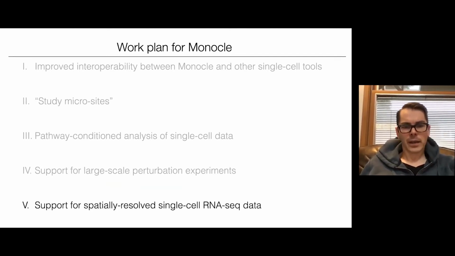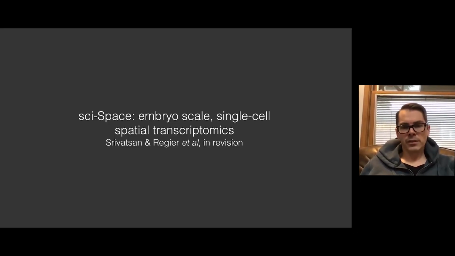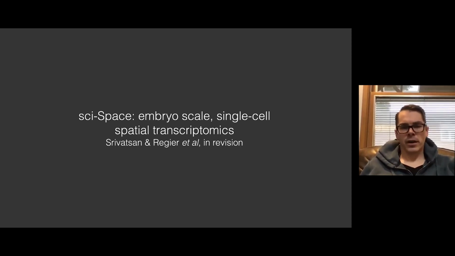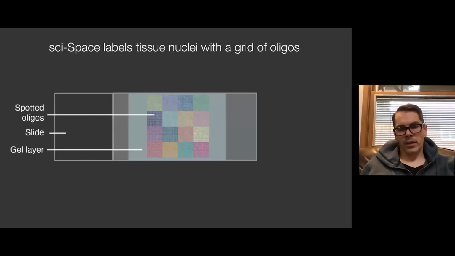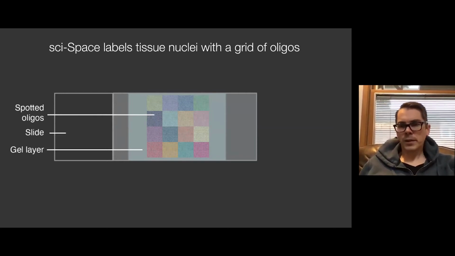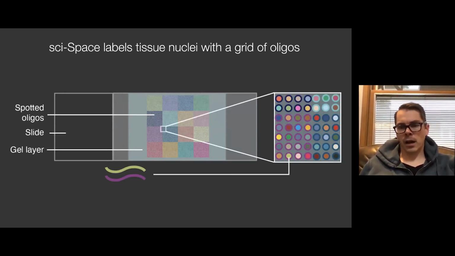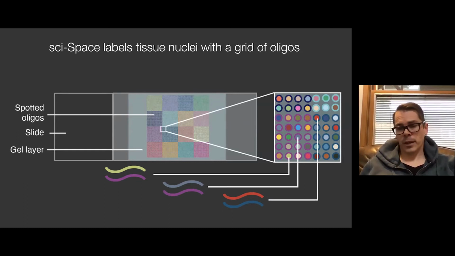And then finally, I mentioned spatially resolved data. We have a new technology coming out from the lab that the paper's not out yet, but hopefully it will be soon, which basically is a way of doing single cell RNA-seq or single nucleus RNA-seq, but where you get spatial information about where each cell came from in a tissue. And the way it works is that we have these glass slides, and we've printed onto them a grid of labeling oligos, just like we use in SciPlex, so that each spot has a unique label.